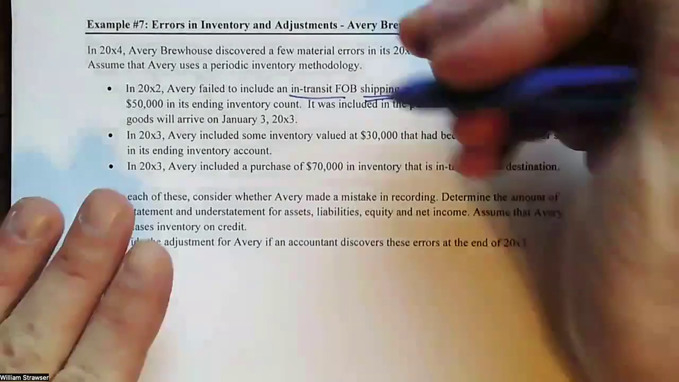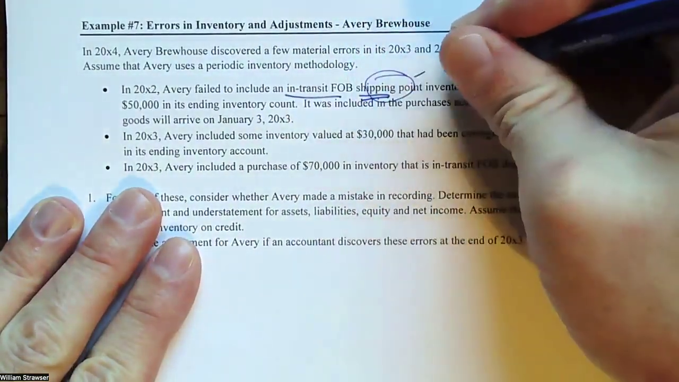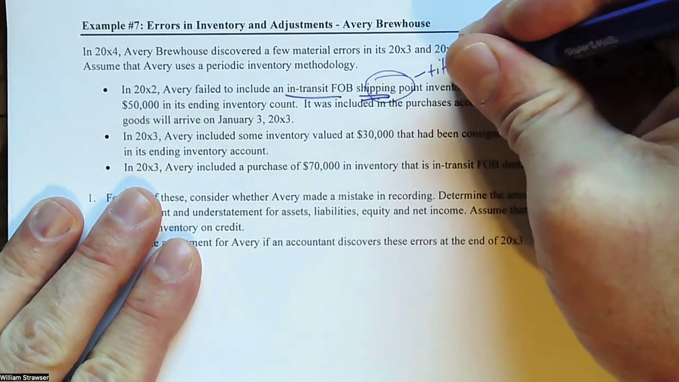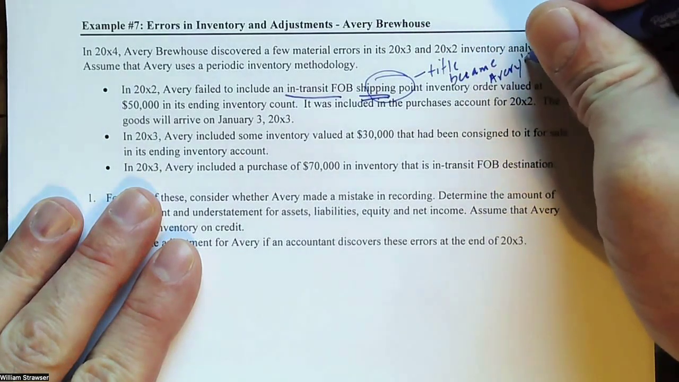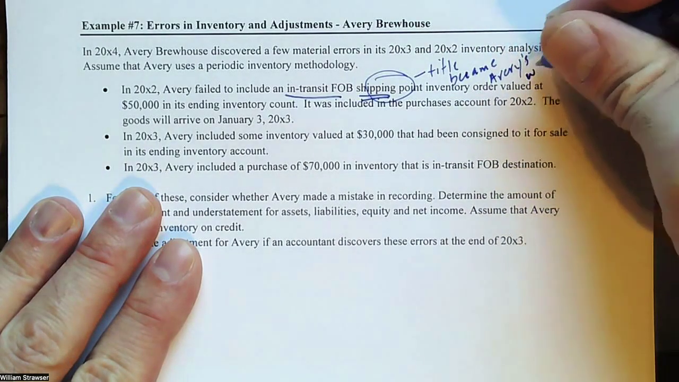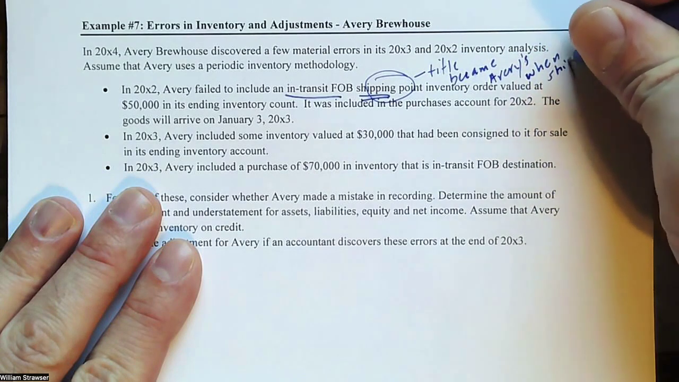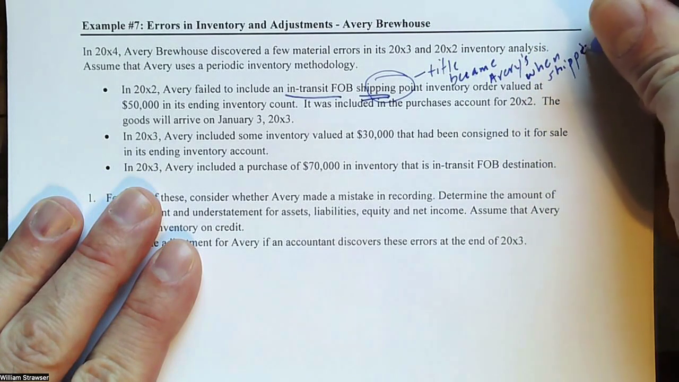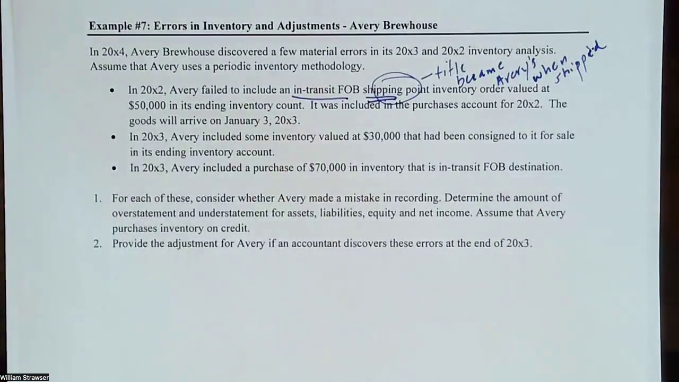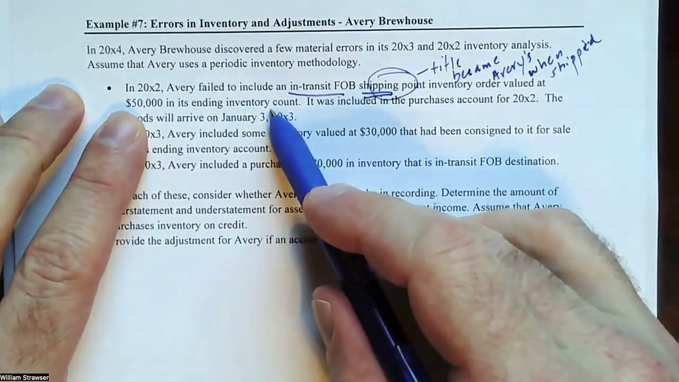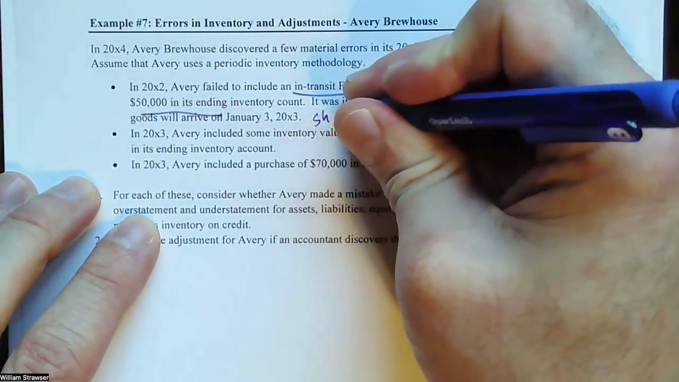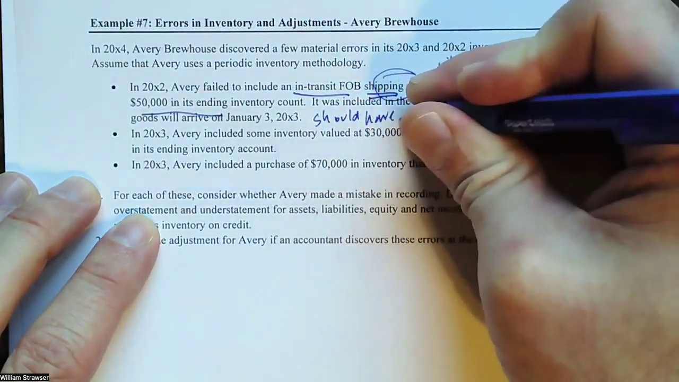Do they have title? They do have title, because if it's shipping point, that means that title became Avery's when shipped. I was trying to think of another way to say it, but shipping point means when it's shipped, it's changed ownership. So it is now Avery's goods while in transit. So they have failed to include it in their inventory count. They should have. So this was a mistake. It should have been included in inventory.